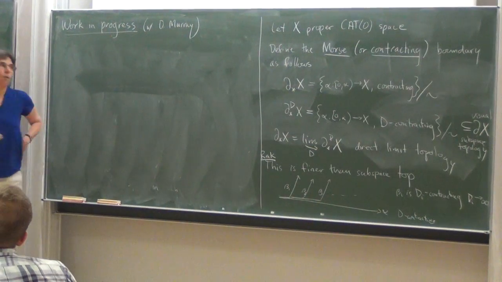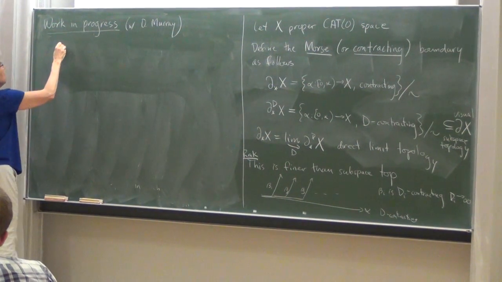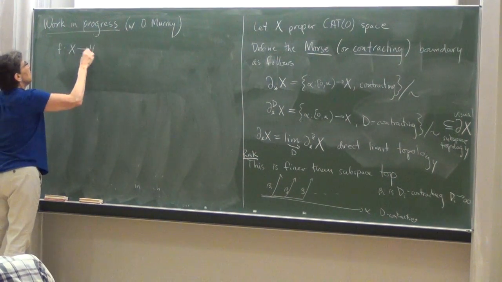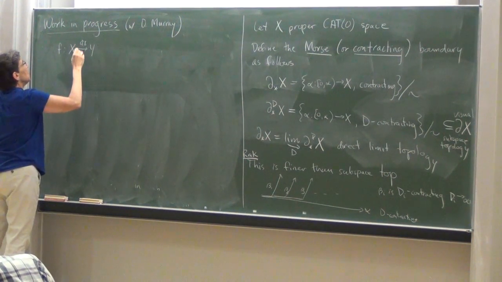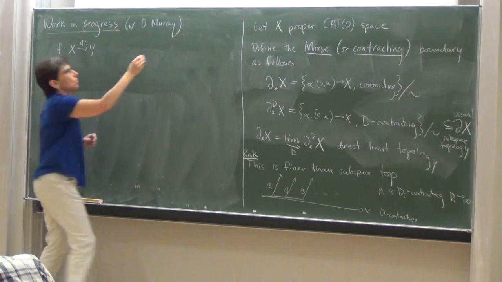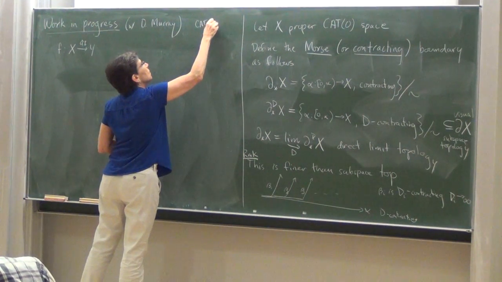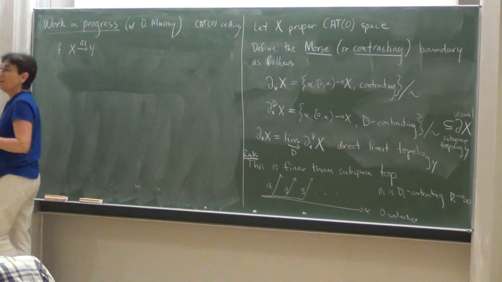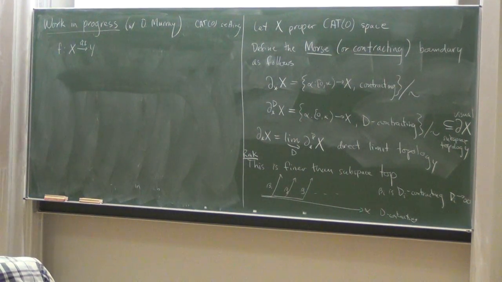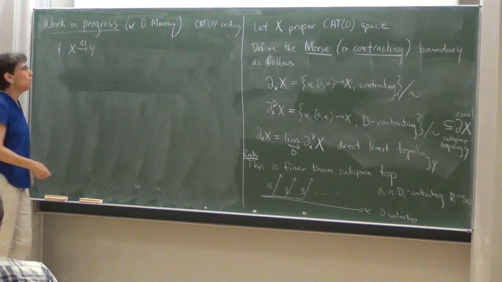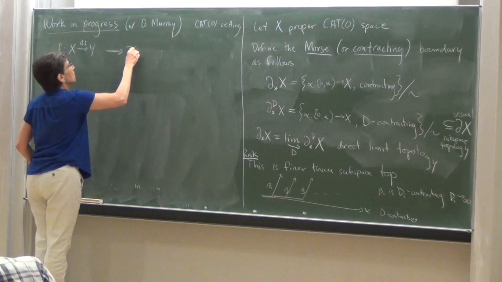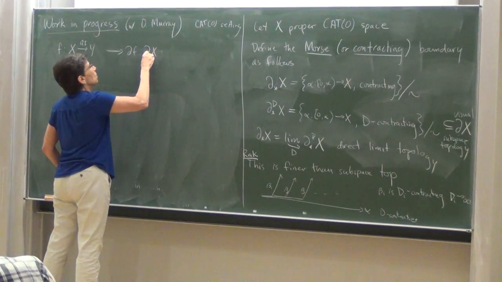Okay, so what do we know? We know that a quasi-isometry, so if I have a quasi-isometry, I'm working in the CAT(0) setting. But first I'm going to say what happens in the hyperbolic case, and then we'll try and push it past to the CAT(0) setting. So we know that that induces a homeomorphism.